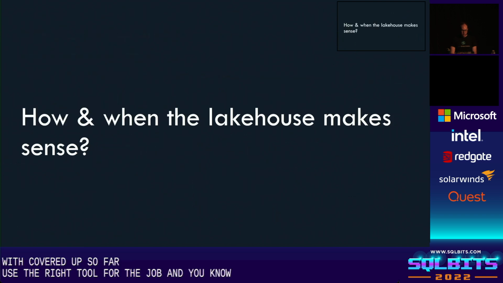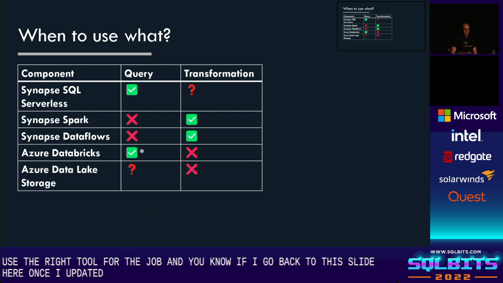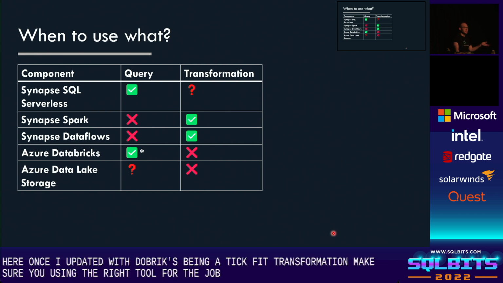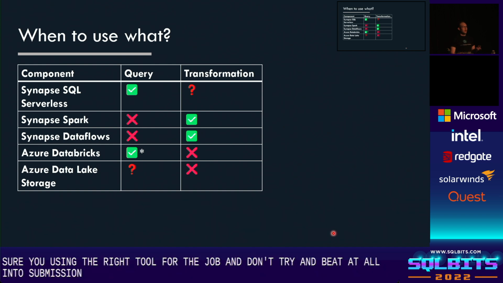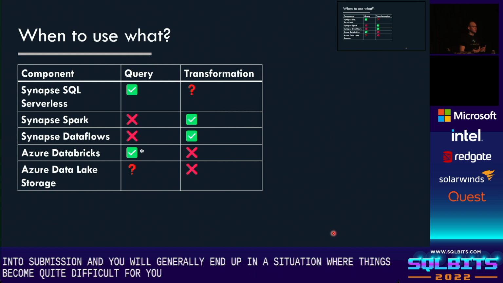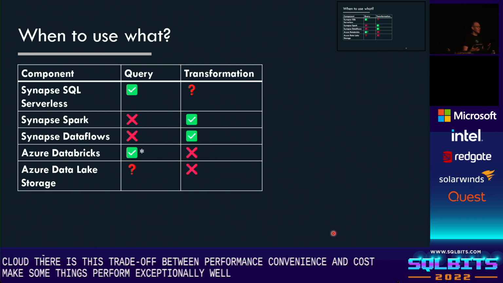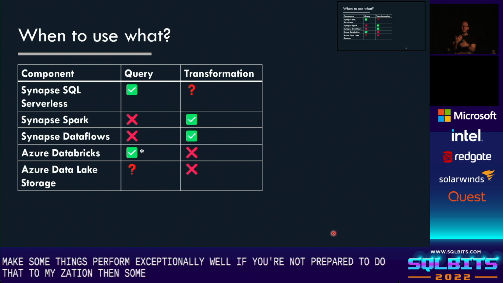If I go back to this slide here, once I update it with Databricks being a tick for transformation. Make sure you're using the right tool for the job and don't try and beat a tool into submission. You will generally end up in a situation where things become quite difficult for you, or alternatively where things cost a lot of money. Inevitably in the cloud, there is this trade-off between performance, convenience, and cost. You can make some things perform exceptionally well, but you're going to pay a lot of money. And if you're not prepared to do that optimization, then sometimes you're just going to end up solving the problem by paying more money.